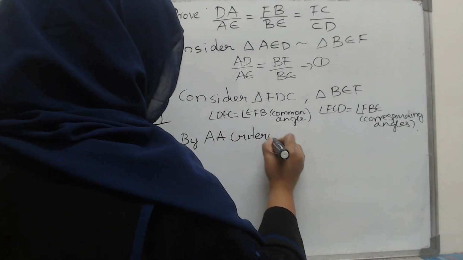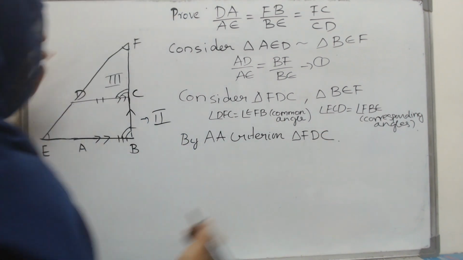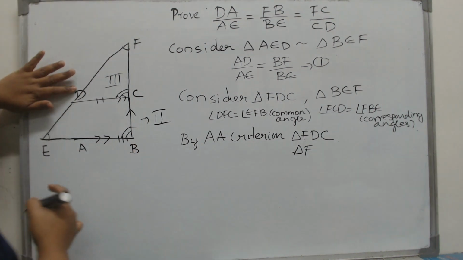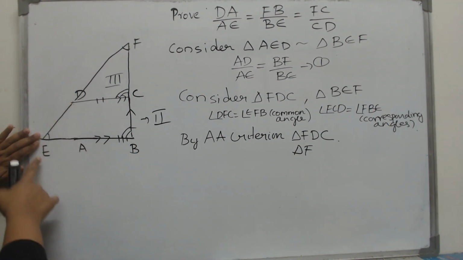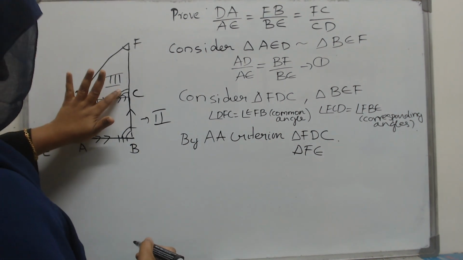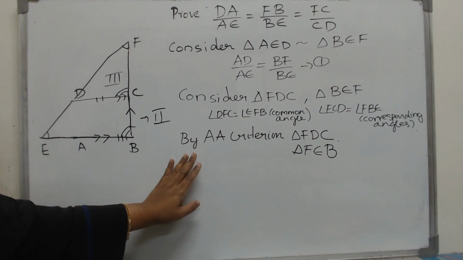But then, as we always say, be very careful when you write the similarity. Angle F, same angle F. Angle D, the same angle would be angle E. So here you write E, and where you see C, you write B. So these are the two similar triangles.